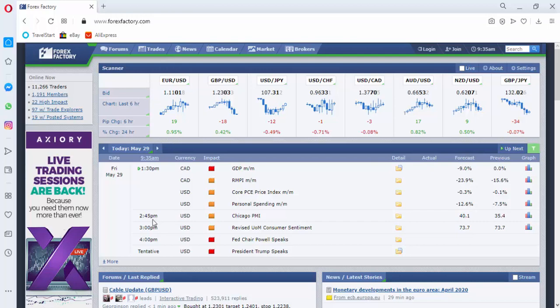Then by 2:45 p.m., we're expecting Chicago PMI. By 3 p.m., revised UoM consumer sentiment. By 4 p.m., the Federal Reserve Chair, Jerome Powell, will be speaking, and then there is a tentative speech by the President of the United States, that's President Donald Trump. So this speech will likely come up anytime after 4 p.m. today. So we should also be on the lookout for the speech by President Donald Trump.